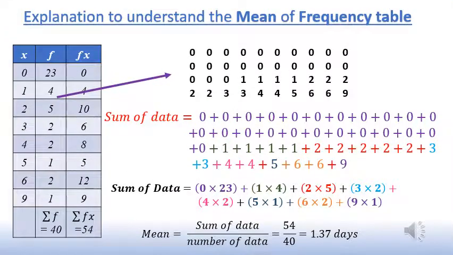On this page, I am going to give further explanation to understand the mean of a frequency table. I have taken the same table as given in the previous question. Now I am going to write this data in a list. In the table, the frequency of 0 is 23, so 0 repeated 23 times. So I write 0 in the list 23 times.